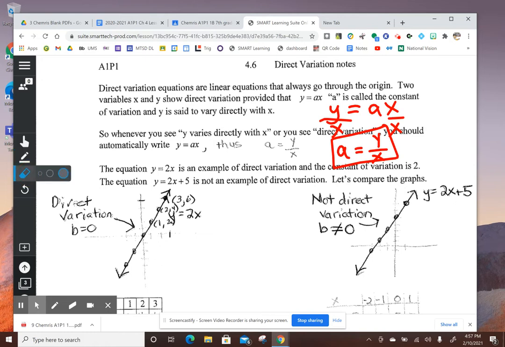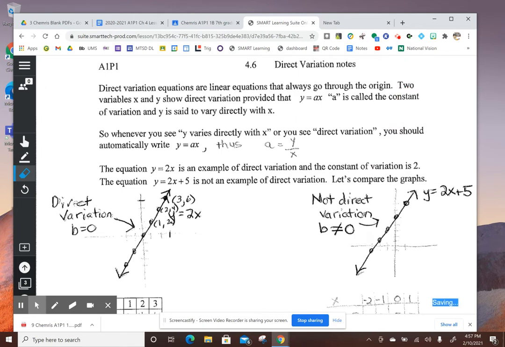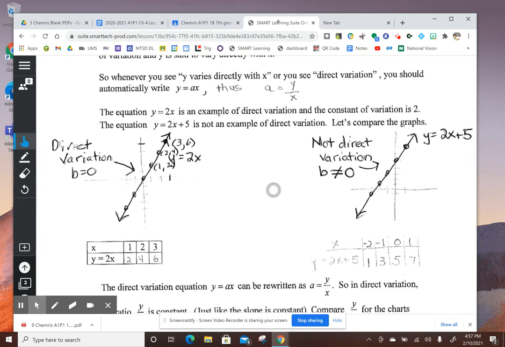Okay, so now let's look at another example. This says the equation y equals 2x is an example of direct variation, and the constant of variation is 2. The equation y equals 2x plus 5 is not an example of direct variation. So let's compare the two graphs.